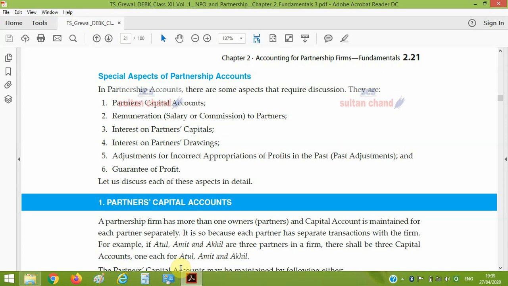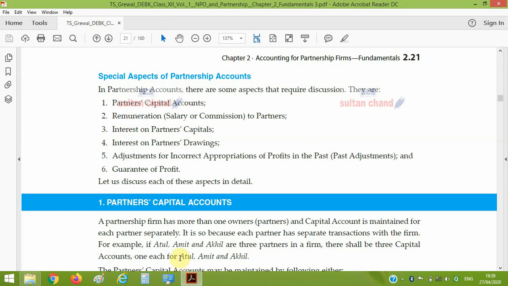Moving forward, financial statements or final accounts of partnerships are prepared at the end of every financial year. In 11th class, you all have studied the preparation of final accounts, in which you prepare the trading account, profit and loss account, and balance sheet of a sole proprietor. In the same way, the final accounts of partnerships are also prepared, but some accounts differ slightly.